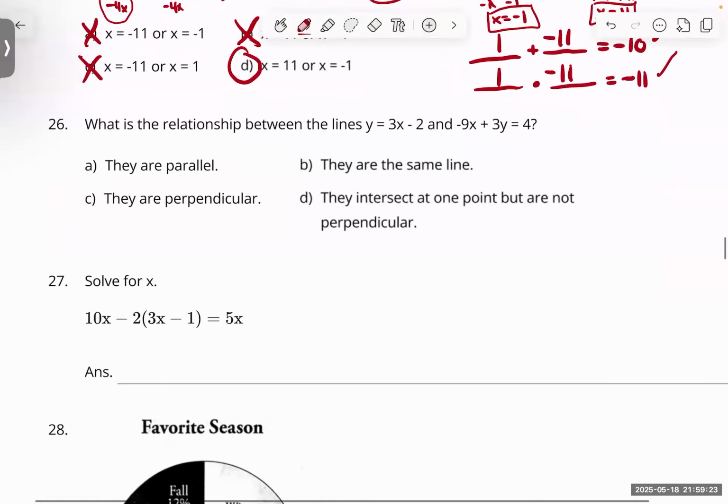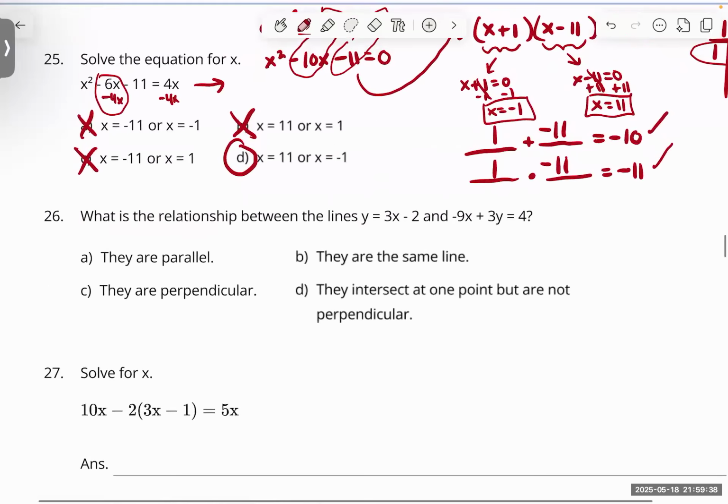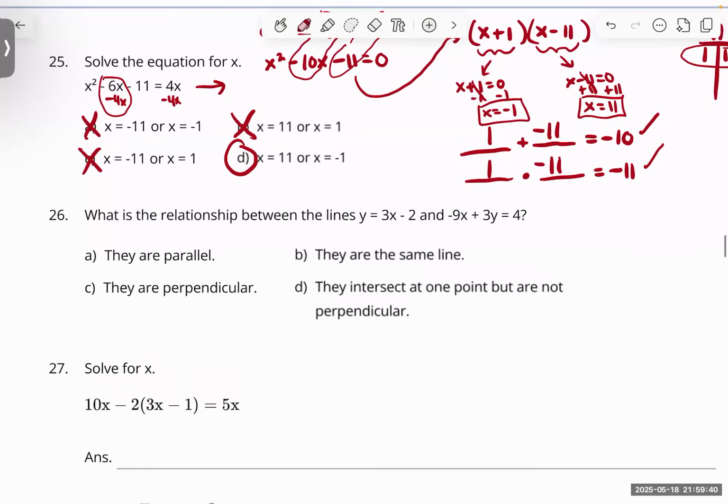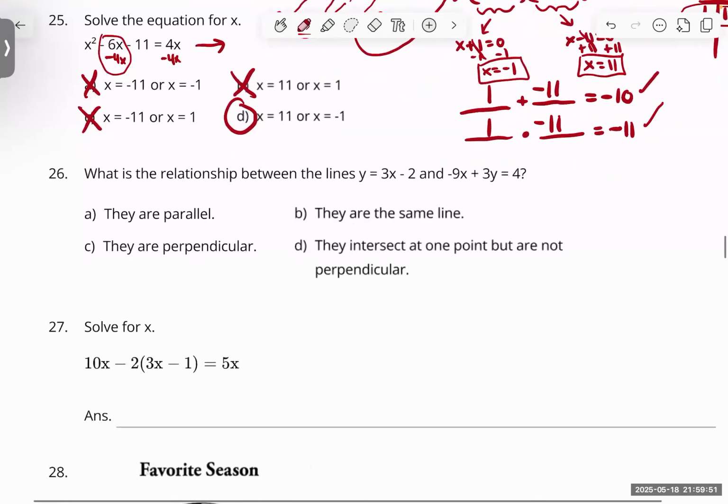Okay, what is the relationship between the lines y equals 3x minus 2 and negative x plus 3y equals 4? Okay, so the answer choices. Remember, in case you have no idea what to do for a question, try to look at the answer choices. The answer choices most likely indicate some hints to you as to how to go about the problem. They are parallel, they are perpendicular, the same line, blah, blah, blah.